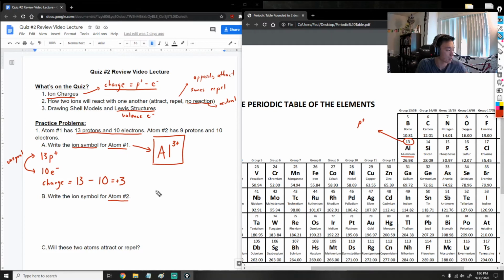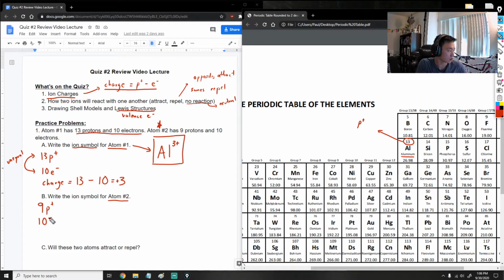Alright, if you guys think you can do atom number 2 on your own, go ahead and do so, but I'll go through it step by step with the rest of us. Okay, so for atom number 2, we're going to do the exact same thing. We're just going to write down the information we have. It says atom number 2 right here has 9 protons and 10 electrons. So I'm going to write down 9 protons and 10 electrons.